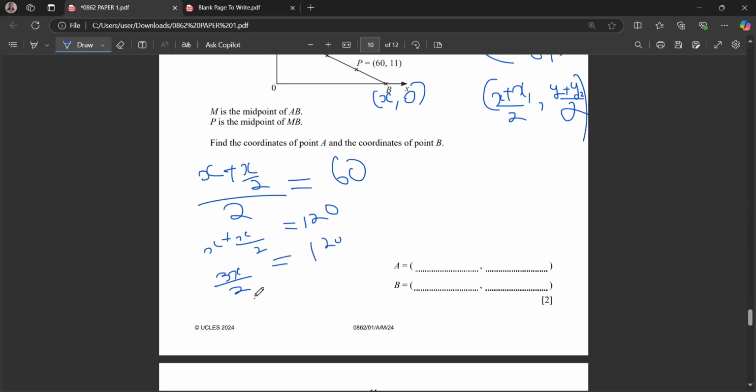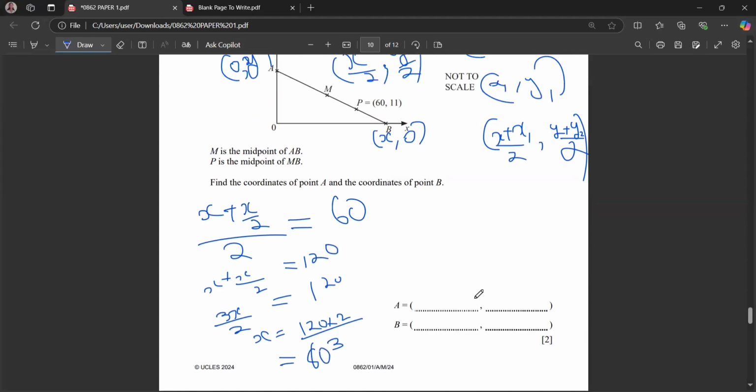3x over 2 equals 120. Rearranging, you get x is equal to 120 times 2 divided by 3. So 240 divided by 3, x is 80. So you found the x value, that means B coordinate is (80, 0).